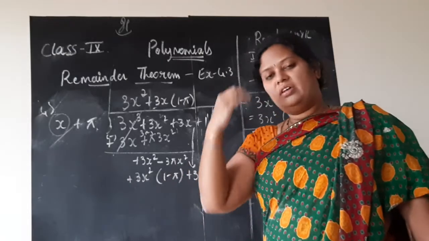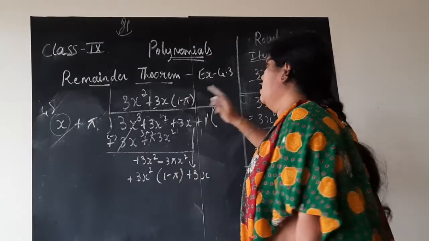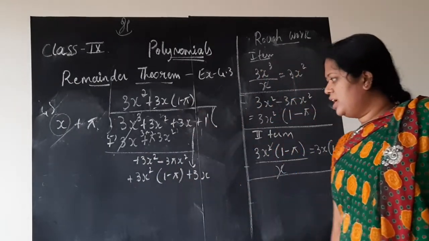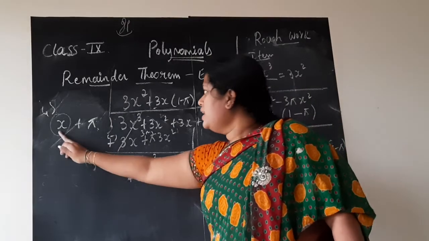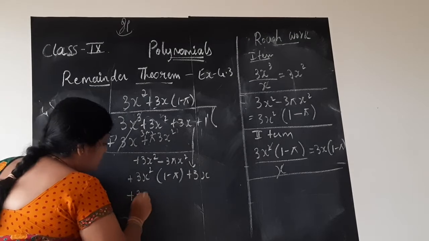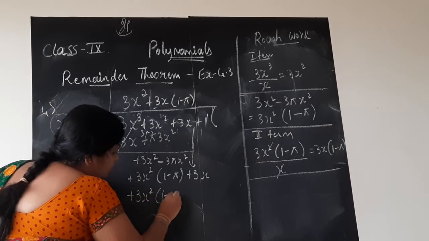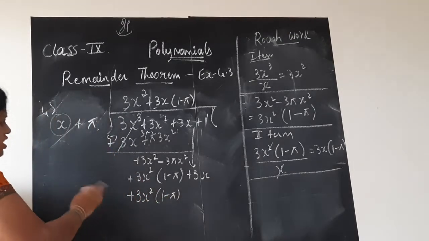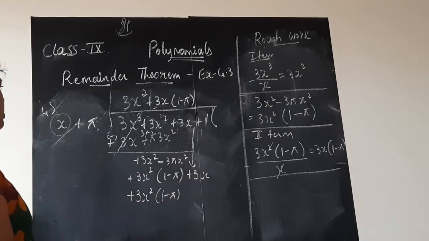Whatever I got, 3x into 1 minus pi, write it as it is. Now multiply x into 3x into 1 minus pi. Didn't I get this term, 3x square into 1 minus pi? See, finish. Change the sign, cancel.